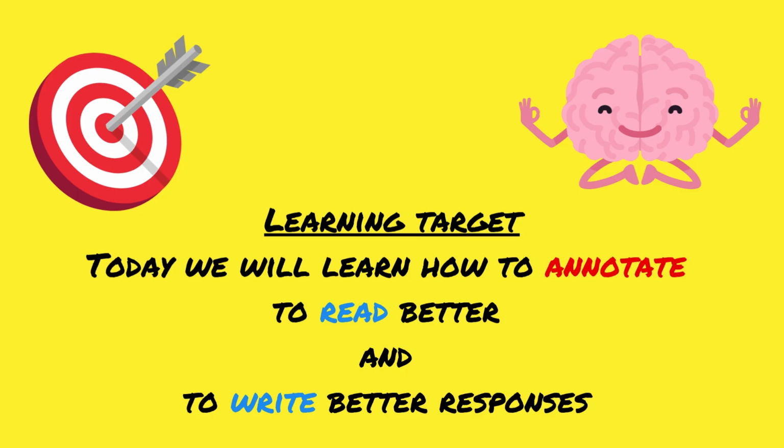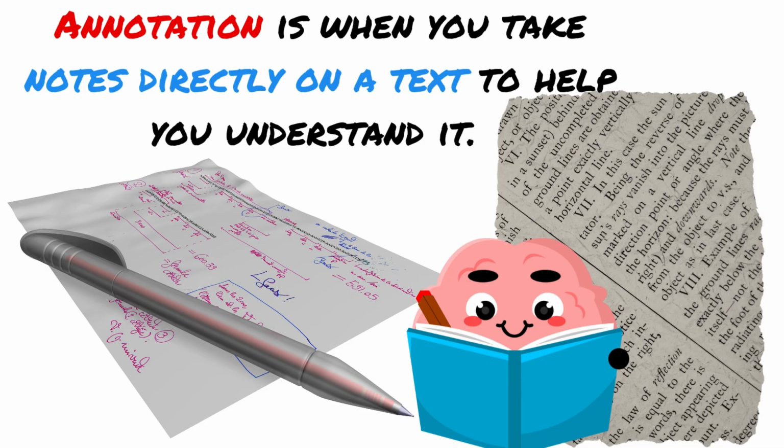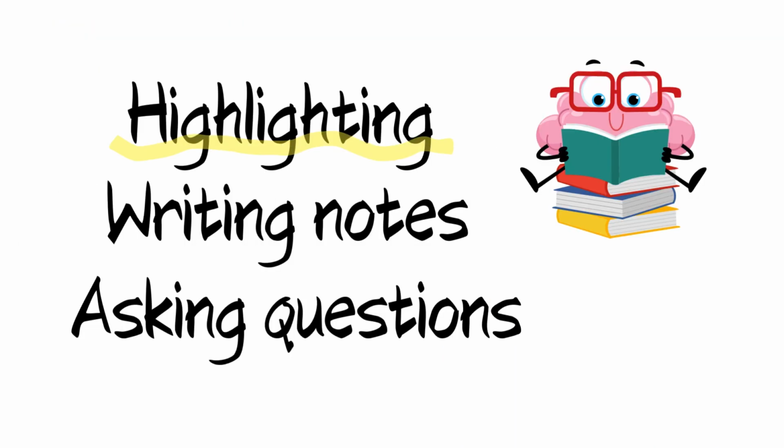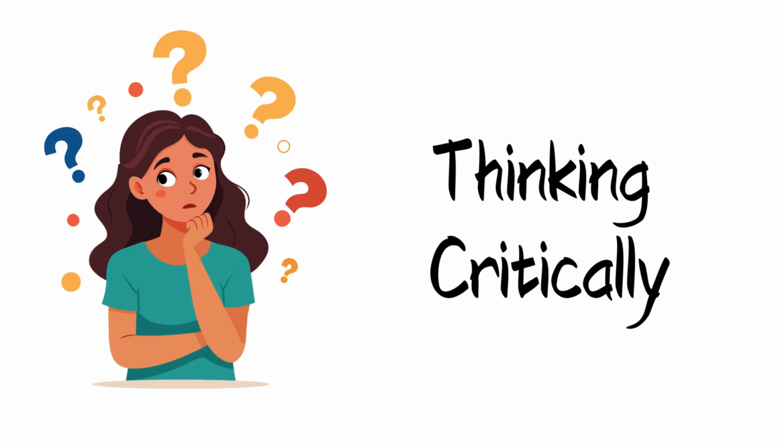Today, we're going to learn some important techniques that will help you understand what you read better and prepare you for writing responses. Let's get started. First, let's talk about what annotation is. Annotation is when you take notes directly on a text to help you understand it. This can include highlighting, writing notes, or asking questions. The goal is to engage with the text more deeply. When you annotate, you are not just reading, you are thinking critically about what you're reading.